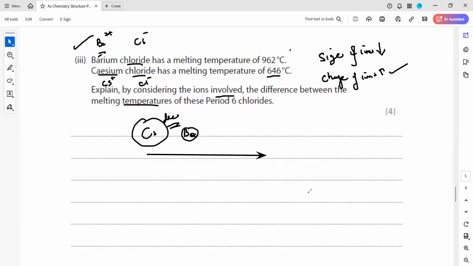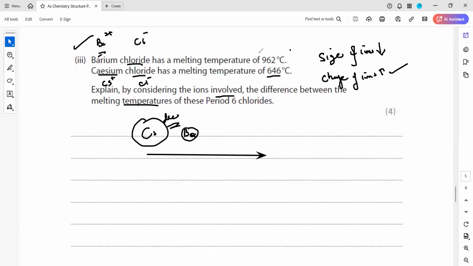So stronger attraction between the ions. So we need a lot of energy to break this ionic bond in a lattice. That's how you score 4 marks: 1 mark relating size, 1 mark relating charge, 1 mark mentioning stronger ionic bond, 1 mark for mentioning greater amount of energy is needed to separate the ions from each other.